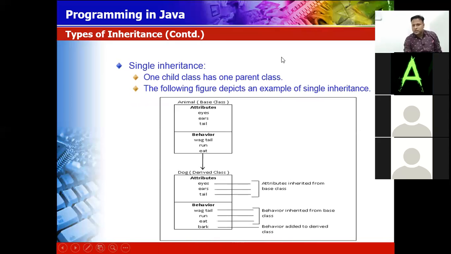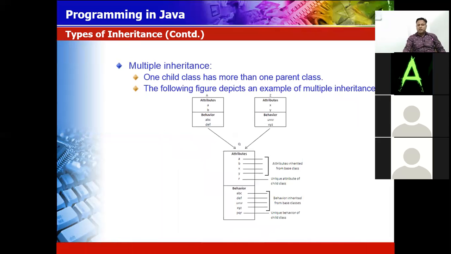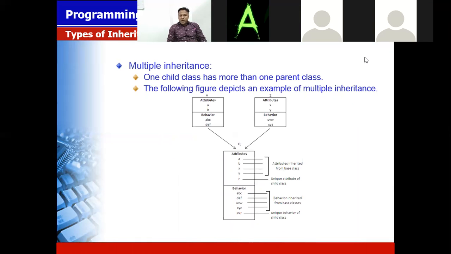So in single inheritance, one child class derives its set of attributes from one parent class. It gives an example like here, dog is your derived class and your parent class is animal. Then in multiple inheritance, one child class has more than one parent class. One child class deriving its set of attributes from more than one parent class is called multiple inheritance.